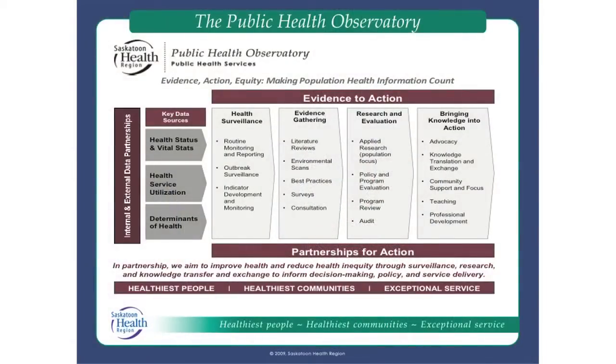We have tremendous capacity. We also have co-leadership provided by the chief medical health officers and our 3 deputy medical health officers. The Public Health Observatory has 4 main pillars in which we work. Health surveillance, which is health status monitoring and reporting, is kind of the backbone of our unit. Evidence gathering, so it's kind of looking at the evidence-informed decision-making diagram that we looked at this morning in a different way.